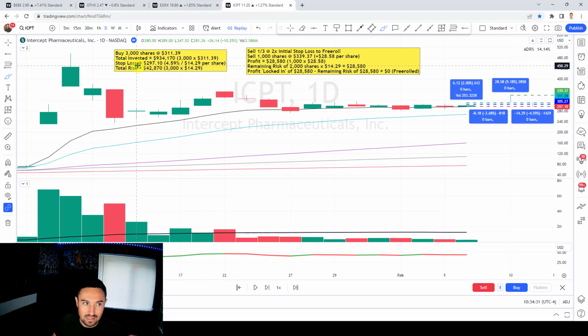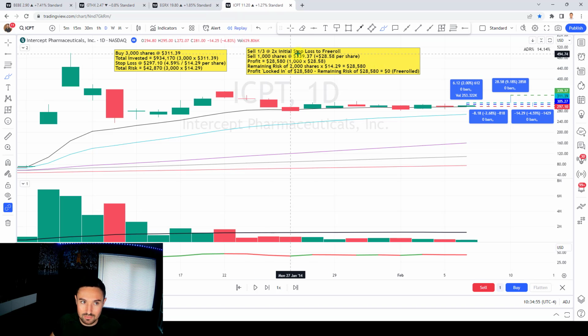So my stop loss is then going to be at 297.10, which is 4.95%. So it's this one over here, which is going to be $14.29 per share. So my total risk on the trade is now $42,870. Do you see, when I have this risk on the trade, I want to get that risk out really quickly. Okay? So here we go. This is how I'd be thinking about it.